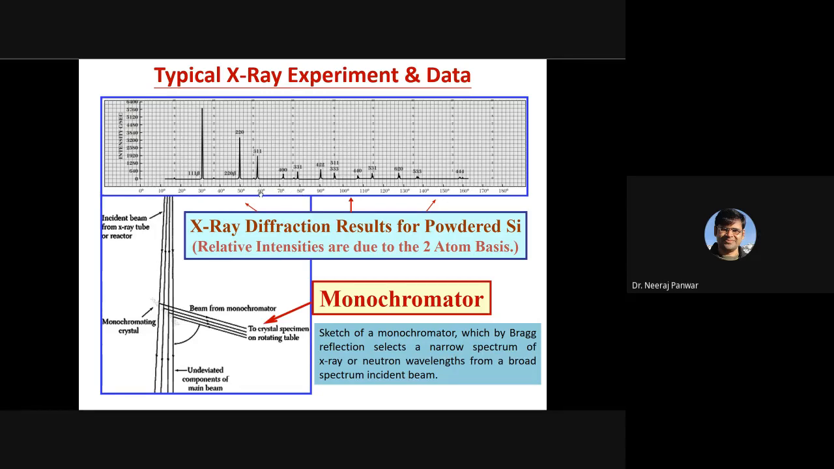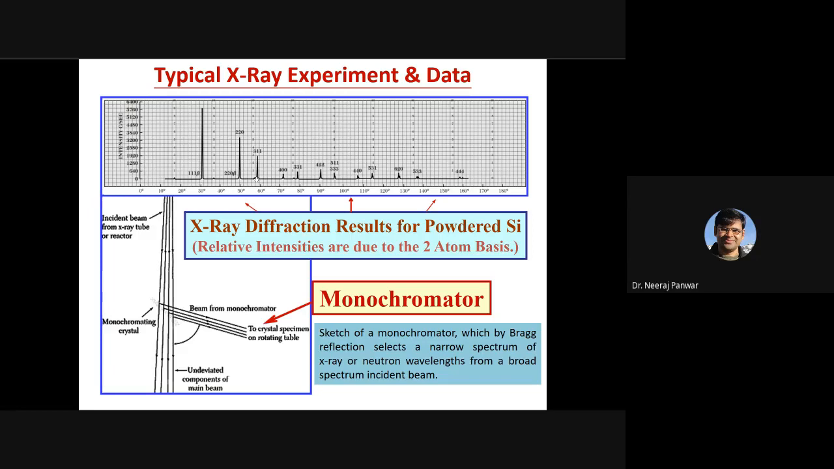By the way, on the x-axis, this angle is 2 theta, and this is intensity. It will be clear to you why we are plotting 2 theta, not theta. This is a very important question. In many interviews, it is asked why we plot intensity versus 2 theta. So you can calculate the angle of incidence here. It is 2 theta, so you divide it by 2, and that will give us theta.